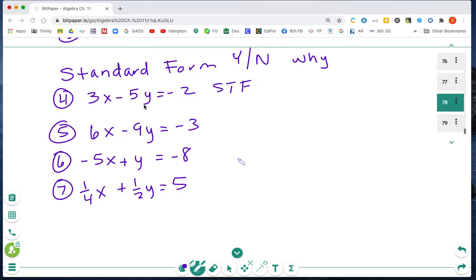Also, last, is the GCF 1? So the greatest common factor for 3 and 5 is 1. And the greatest common factor for 1 and negative 2 is 1.